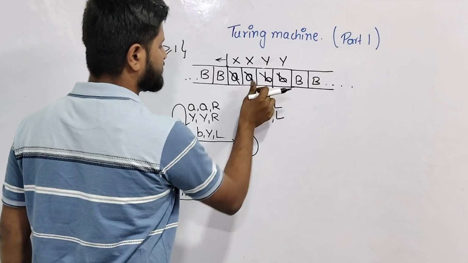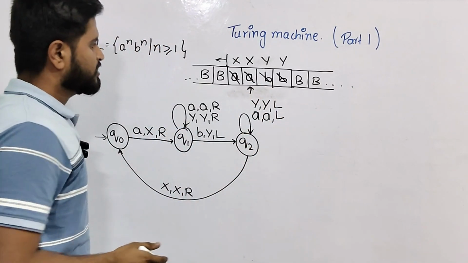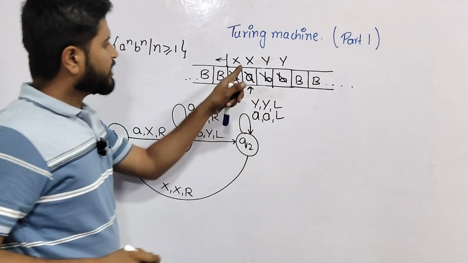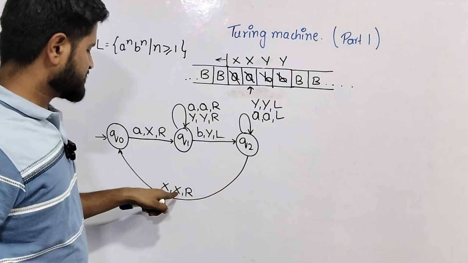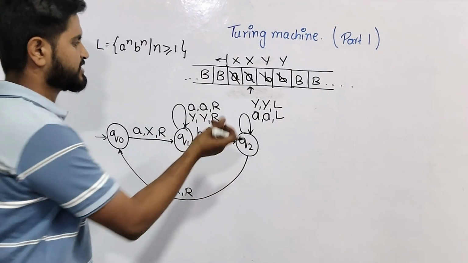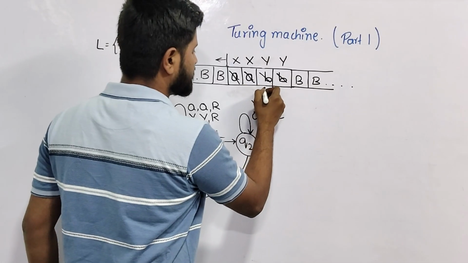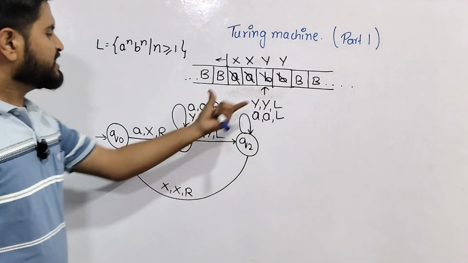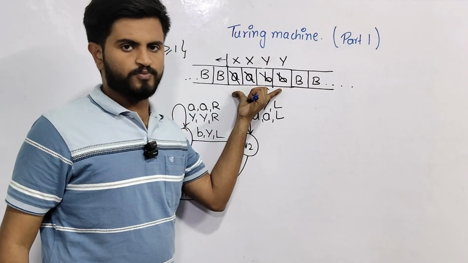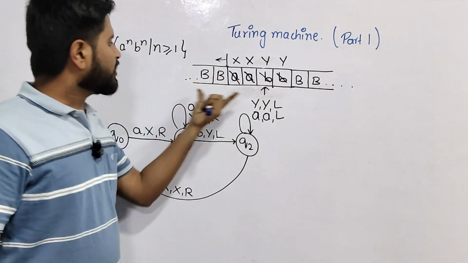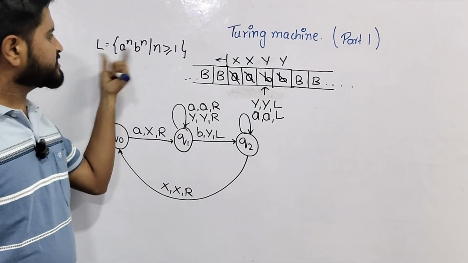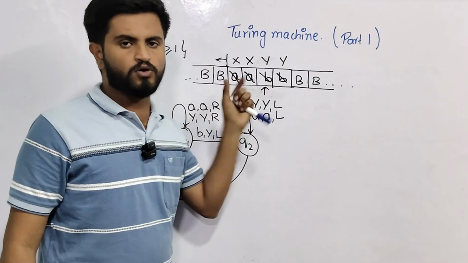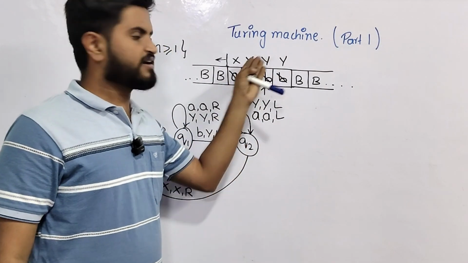If I move towards the left side, I encounter A. When I move to the left side, I encounter X. When X is there, write X as it is and move towards right. So again I came here. Here I am stuck in a loop, because all the string elements in the selected string for the given language are over. That is, we renamed them as X and Y.